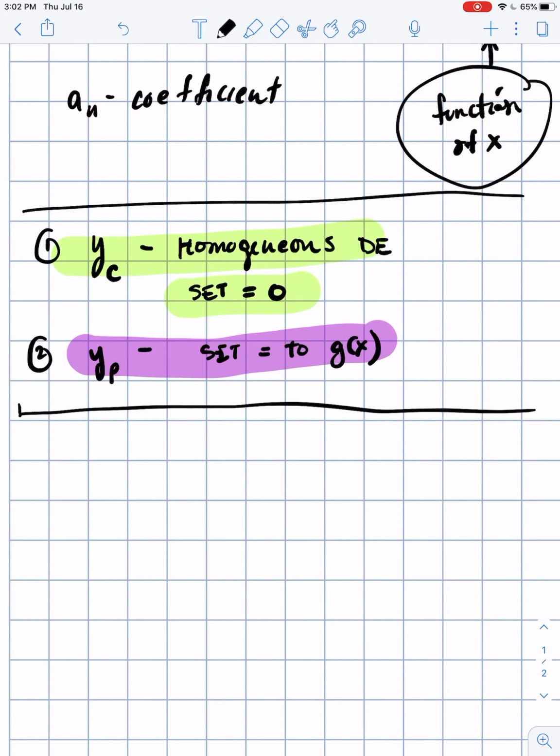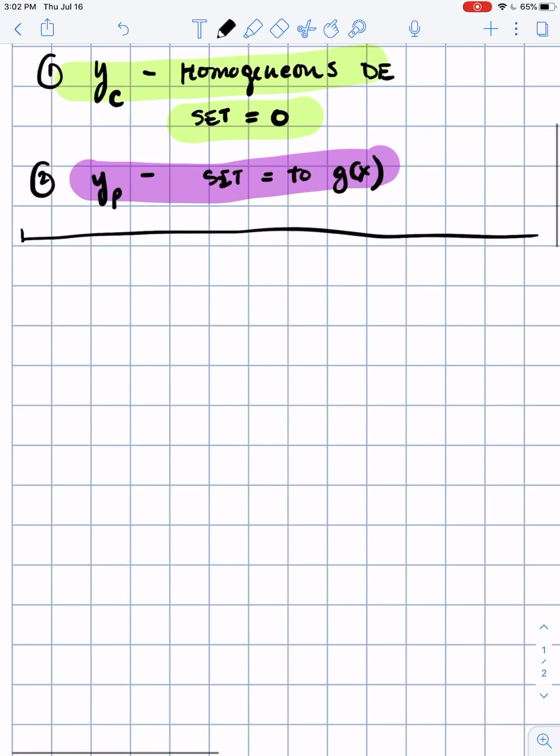All right, so let's do an example so you can see what I mean, and then I'll let you know, when you see these certain types of functions, how do you set this up for y sub p? So here's example 1.